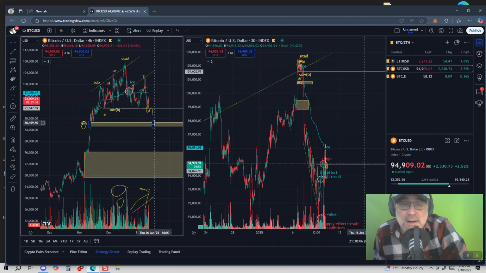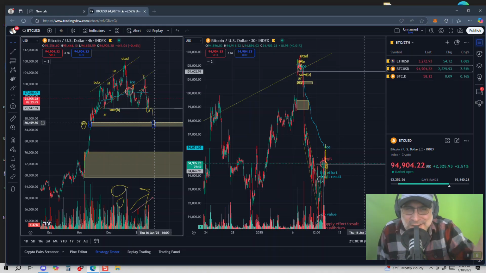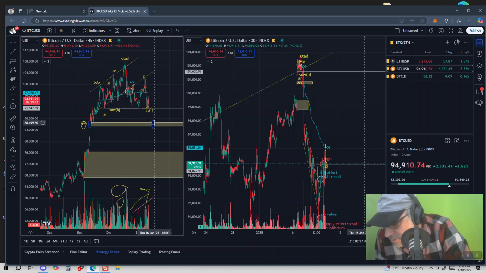So we haven't seen anything yet, but this is just one of those intermediate distributions before a second top goes up. That's what I think. Those are my 2 cents.